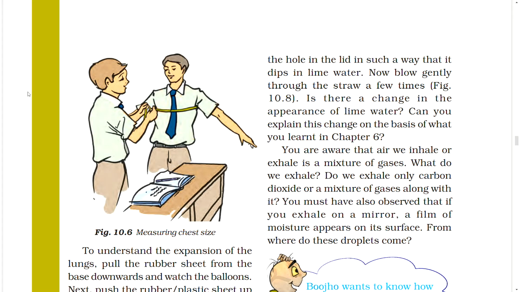Now blow gently through the straw a few times. Figure. Is there a change in the appearance of lime water? Can you explain this change on the basis of what you learned in chapter 6?